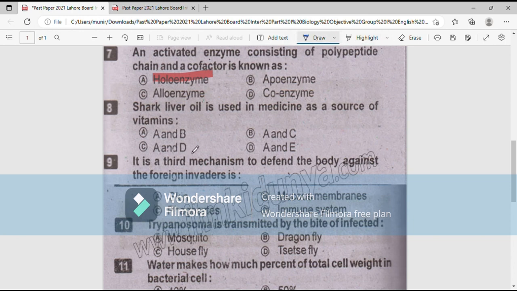Now, shark liver oil is used in medicine as a source of vitamin. Shark liver oil is a source of vitamins A and E. Option D.